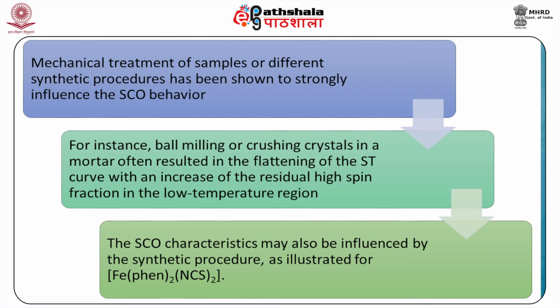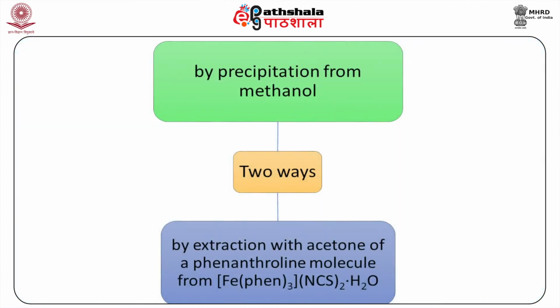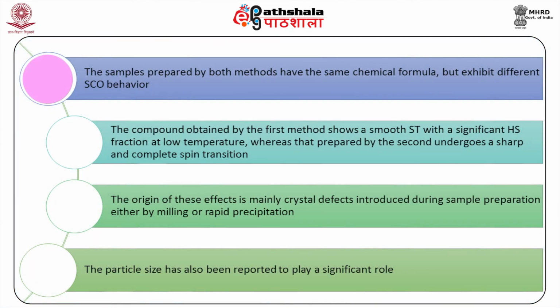The spin crossover characteristics may also be influenced by the synthetic procedure, as illustrated for the complex shown on the screen. This can be prepared in two principal ways: by precipitation from methanol, or by extraction with acetone of a phenanthroline molecule from the complex shown on the screen. The samples prepared by both methods have the same chemical formula but exhibit different spin crossover behavior. The compound obtained by the first method shows a smooth spin transition with a significant high spin fraction at low temperature, whereas that prepared by the second undergoes a sharp and complete spin transition.